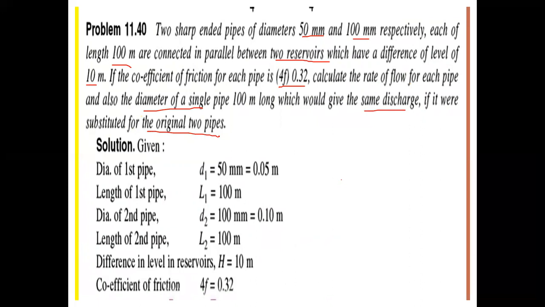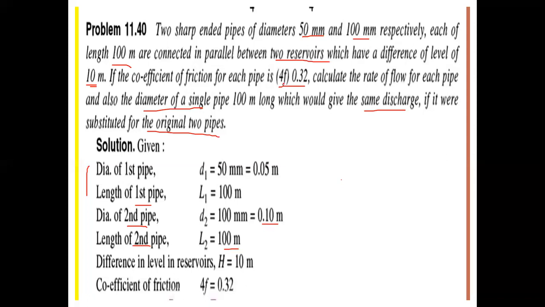Right? Now, what is the given data? Take the first pipe. The diameter of the first pipe is D1 equal to 50 mm, 0.05 meters. The length of the first pipe is 100 meters. The diameter of the second pipe is 0.10 meter. The length of the second pipe is 100 meters. Then what is the difference in the levels? The difference in the levels is 10 meters.